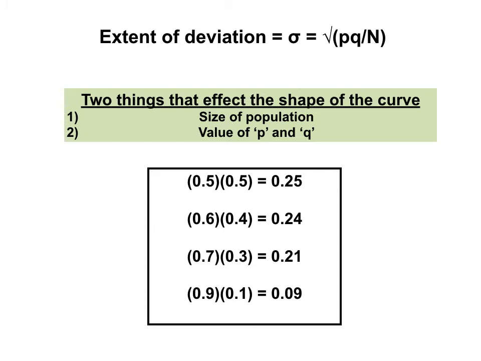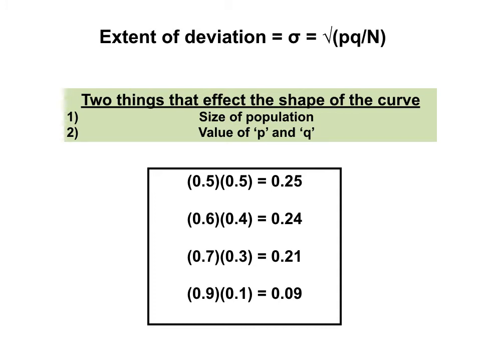So looking at this equation, we see that two things affect the shape of that deviation, the extent of that deviation, or if we were to go through and do a complete distribution, these are the things that would affect the shape of that distribution curve. One is population size. When we look at the equation, we see that n is on the bottom, and so as n gets larger, that means that sigma is going to get smaller. As n gets smaller, that means that sigma is then going to get larger. Also, the values of p and q, these are the allele frequencies.